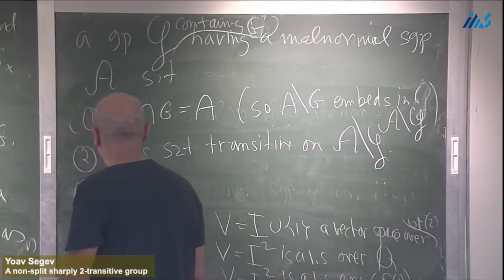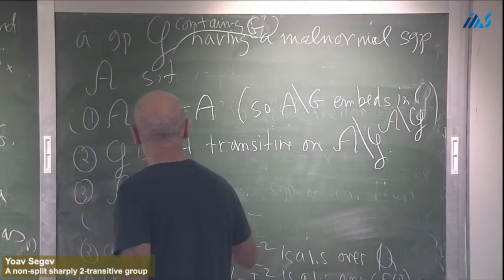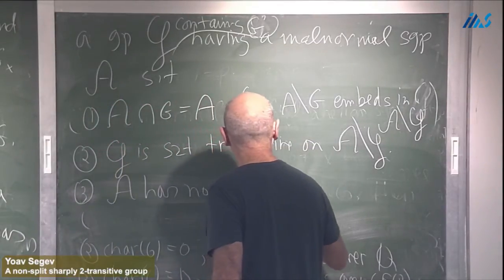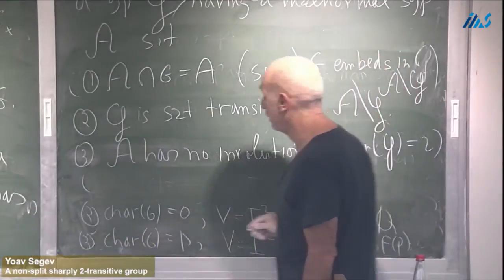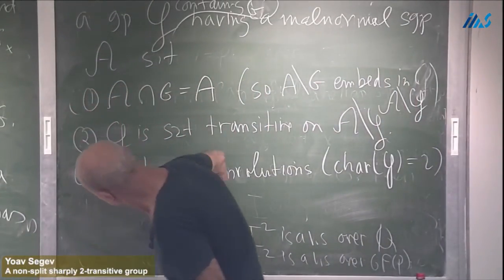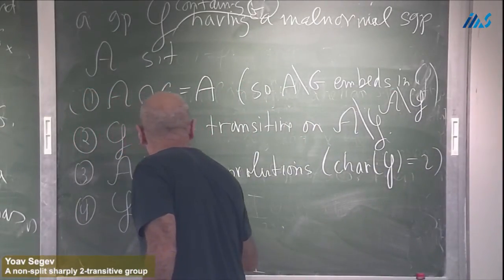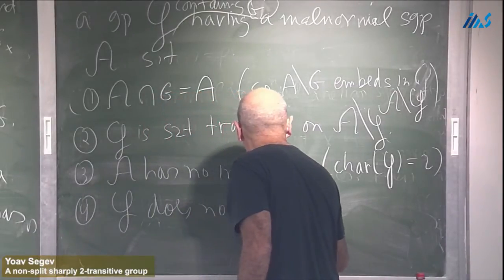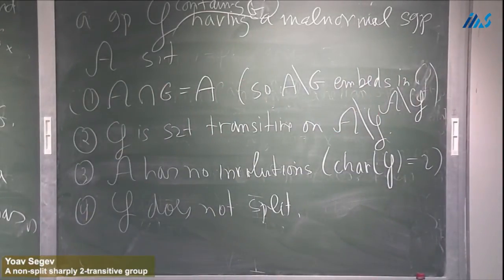3, the group script A has no involutions. So the characteristic of our script G is 2. And 4, G script does not split. So here you have examples of infinite groups that do not split. So this is the main result.